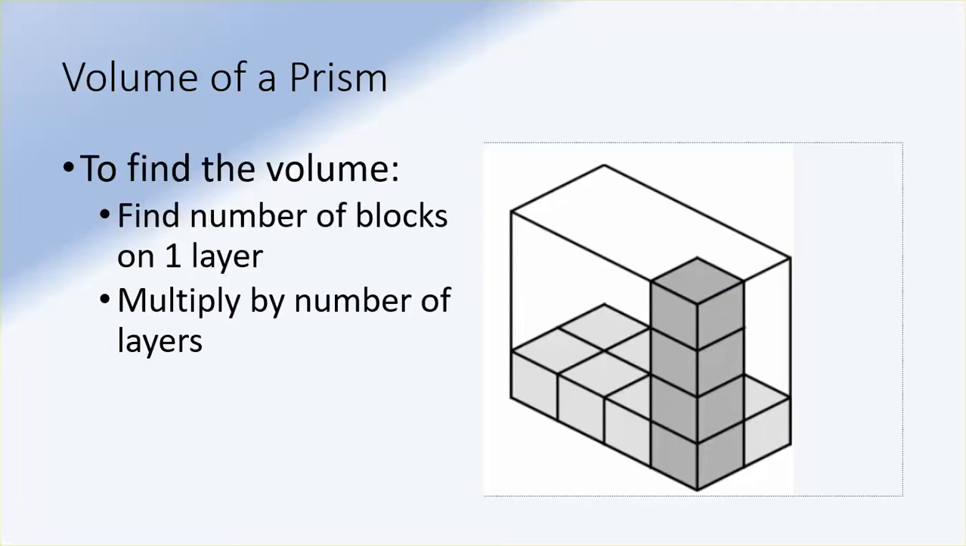Now I'm ready to find the overall volume. So to find the volume, we find the number of blocks on one layer. We counted that and said that was 8. And then we're going to multiply it by the number of layers. There were 4 layers. So 8 times 4 is 32. It would take 32 blocks to fill up this prism.